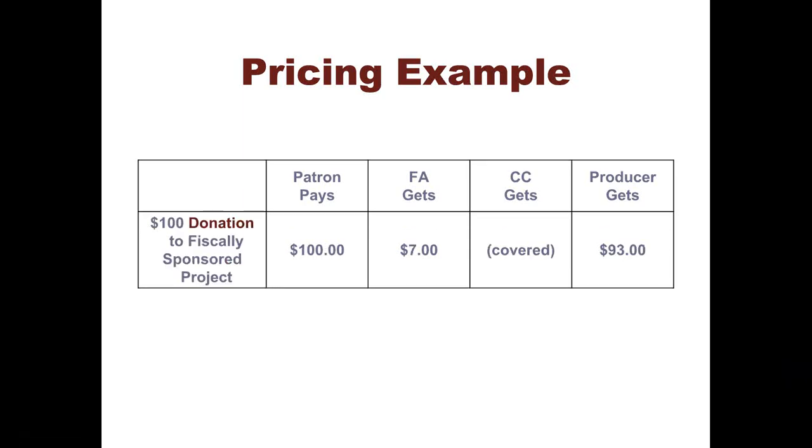On the other hand, here's just an example of a $100 donation to a project. The patron's going to pay $100. Fractured Atlas gets $7 of that, the 7% administrative fee, which covers the credit card processing fee. And you, the producer, would get $93.